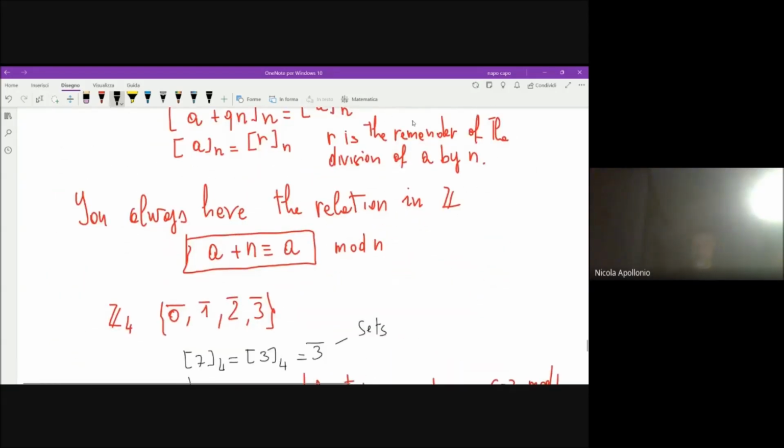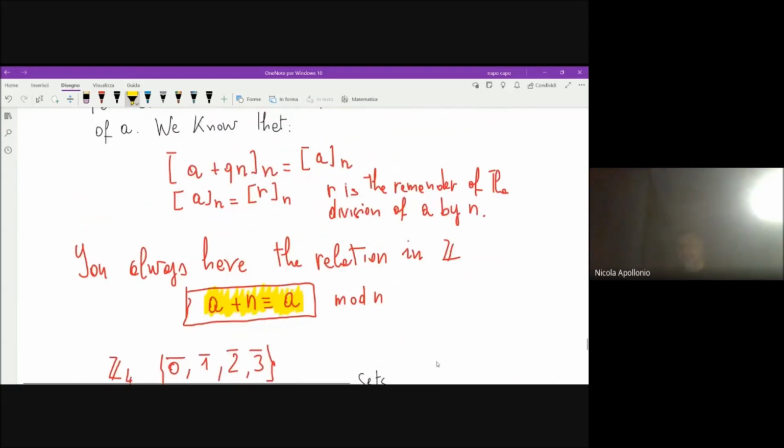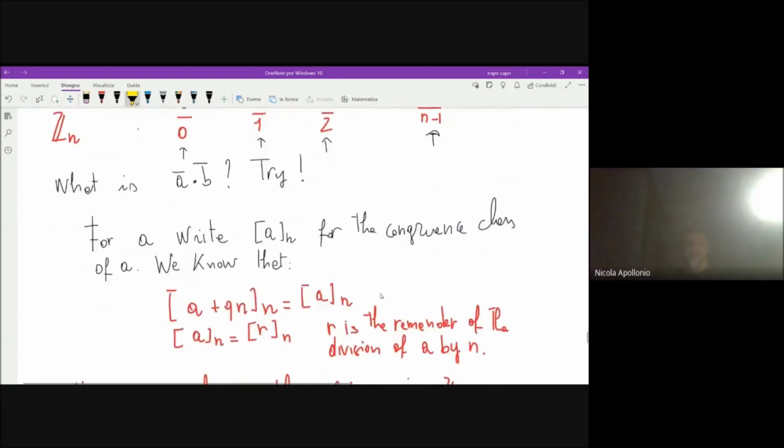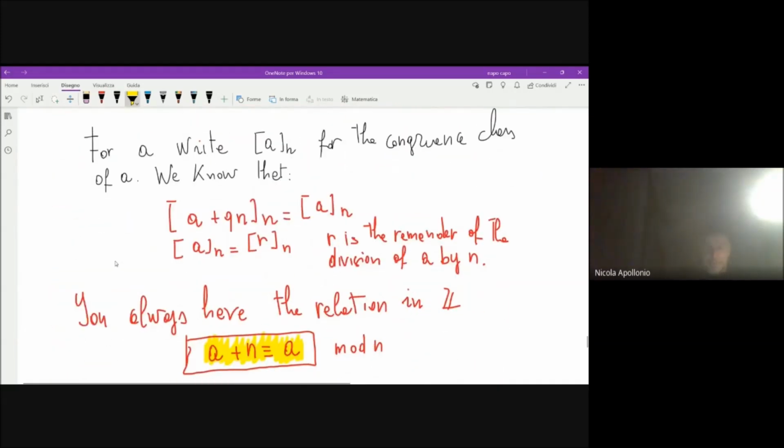Here it is, for instance, a useful but trivial observation. It is always true that if you take a and add to a a multiple of n, you get a number which is congruent to a, because the difference is clearly a multiple of n. This is essentially what explains this structure.